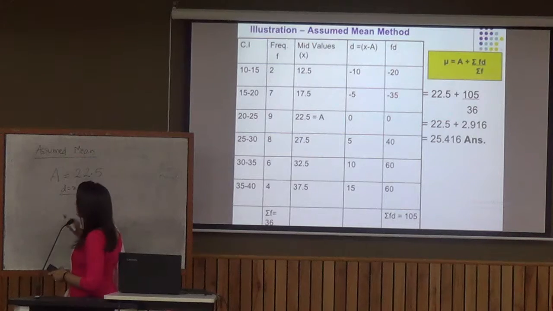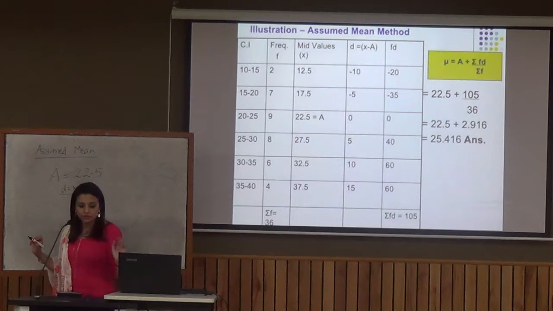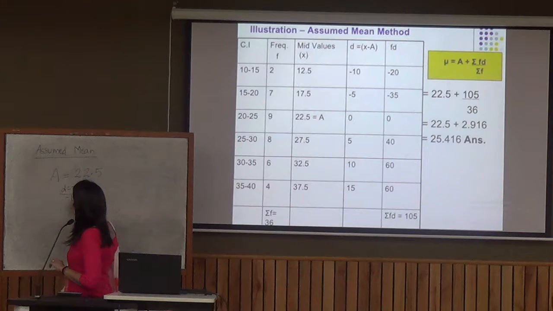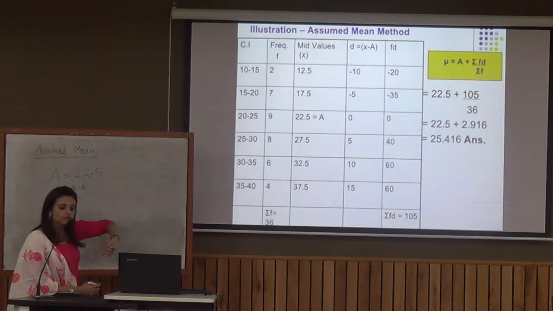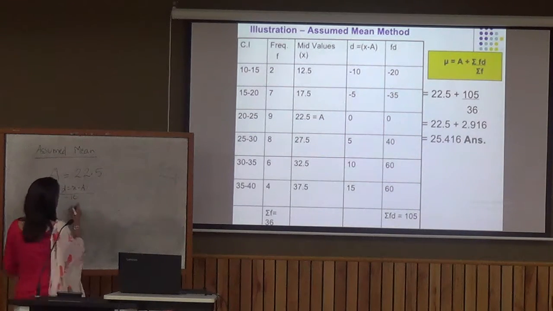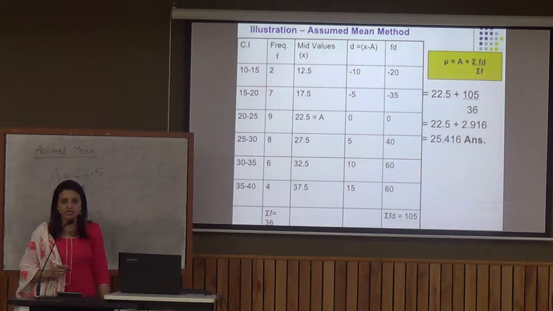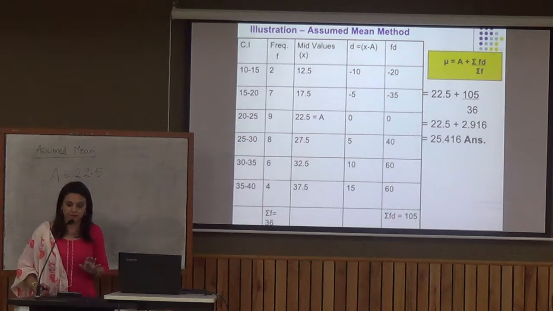Now to find the value of d for each mid value, you do 12.5 minus 22.5, that makes minus 10. Then you have 17.5. Subtract 22.5 from 17.5 and you get minus 5. Then you get 0, 5, 10 and 15, right? It doesn't matter to me whether a is bigger or a is lesser.